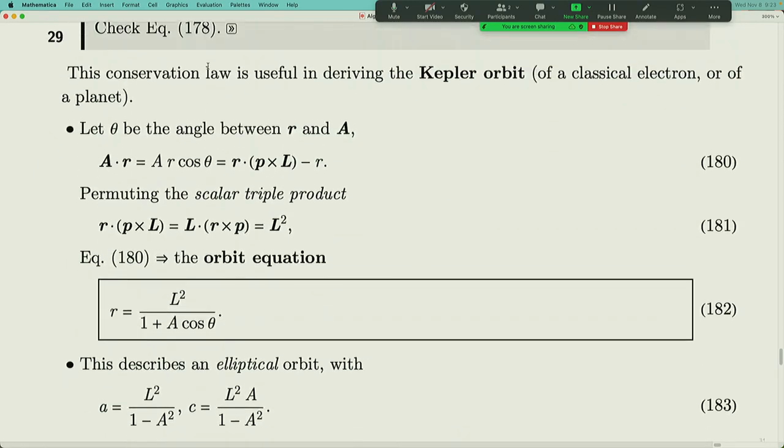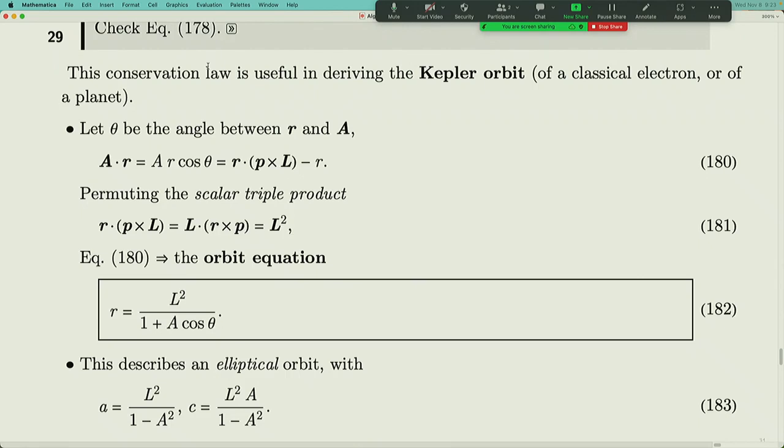So this conservation law is useful in solving this Kepler orbital, and then let theta be the angle between R and A, let's say. So if A is a conserved quantity, basically we can come up with a conclusion about A dot R. A is a conserved quantity, like a stationary vector, so we can parameterize any displacement by the angle with respect to the A vector, and also take out the length of the A vector. So we know this quantity must be equal to this.